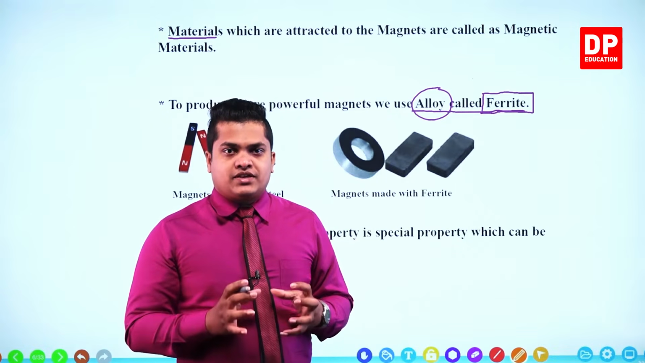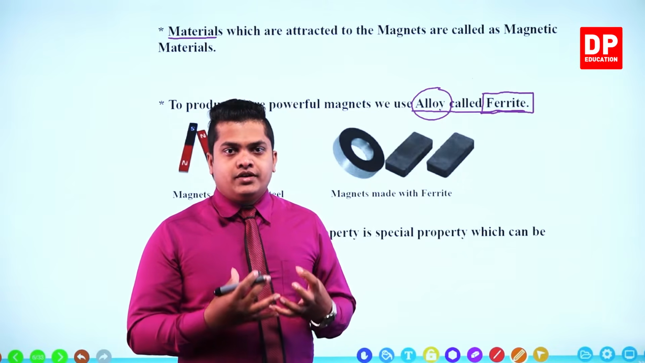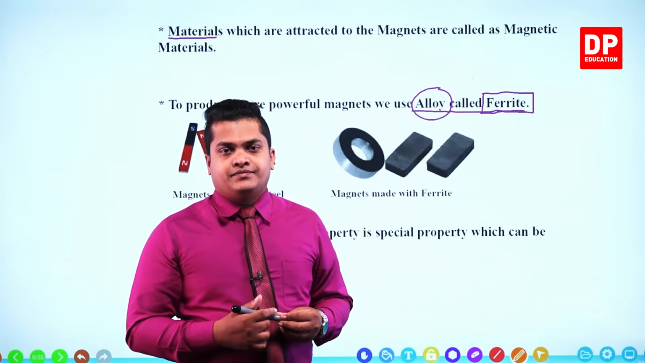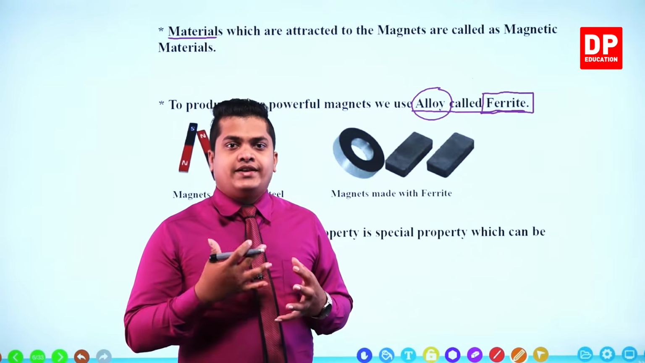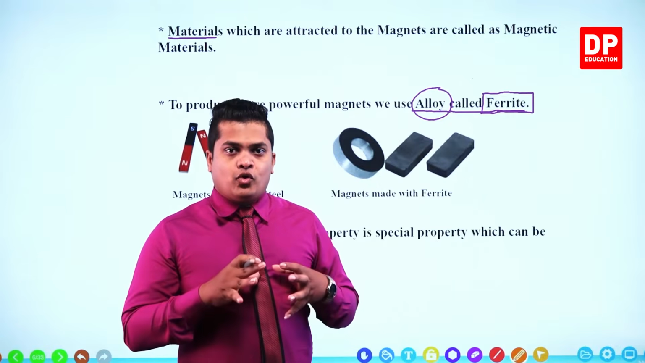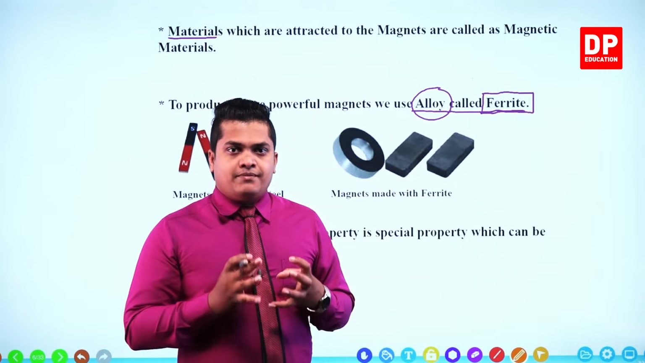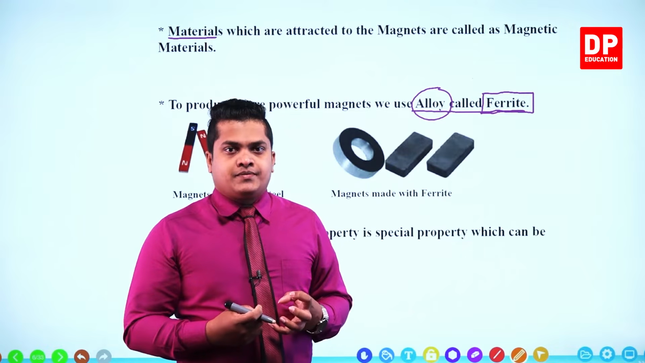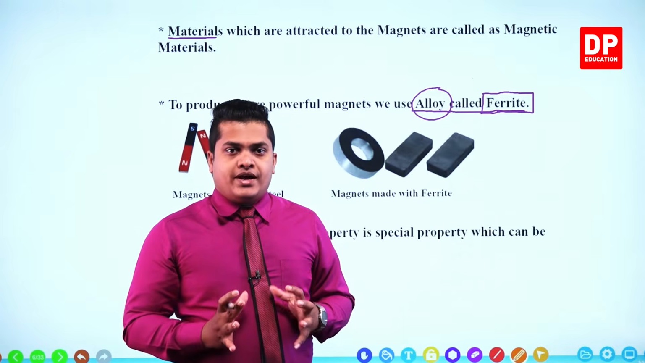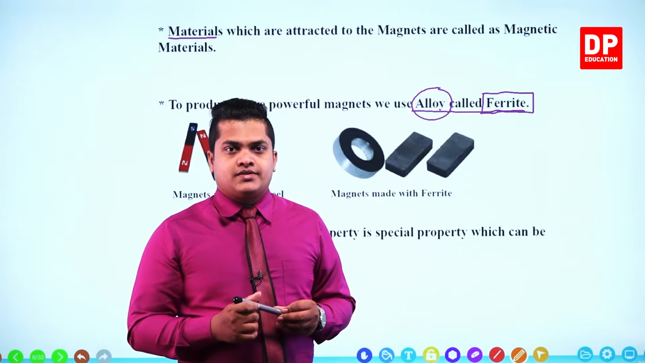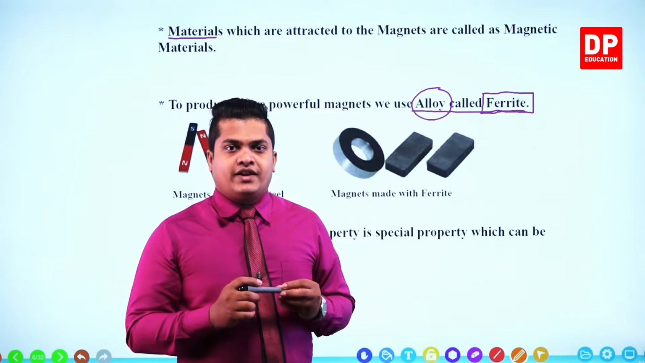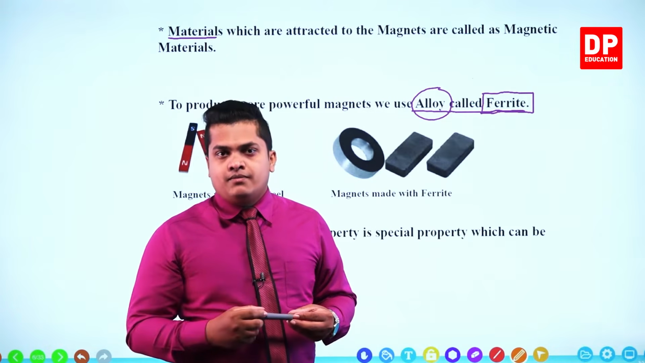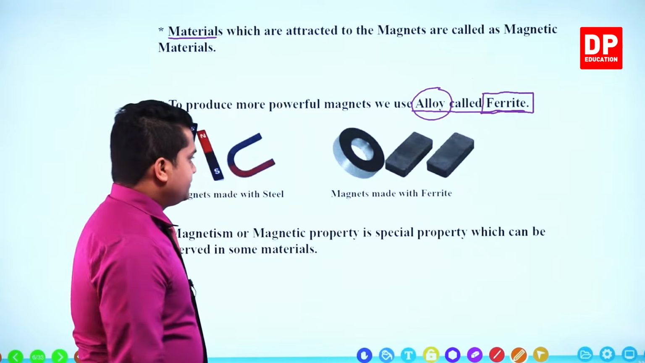Okay, iron oxide. When oxygen mixes with iron, ferrite is mainly created. This ferrite, or oxides of iron, can be used to build more powerful magnets. Ferrite is the material we use to create more powerful magnets, right?